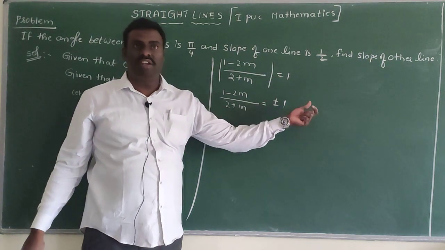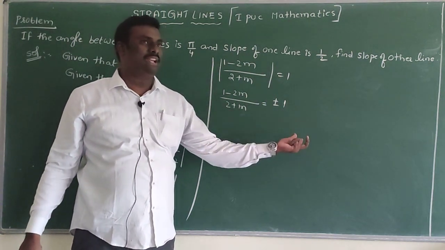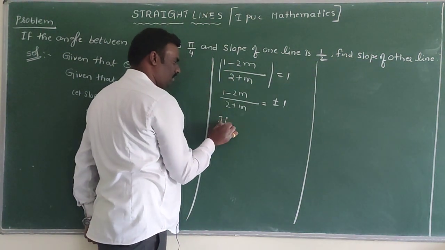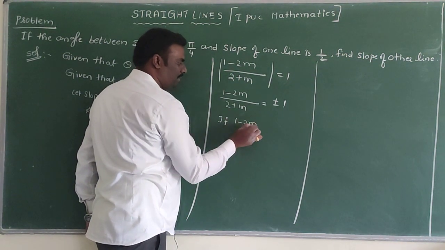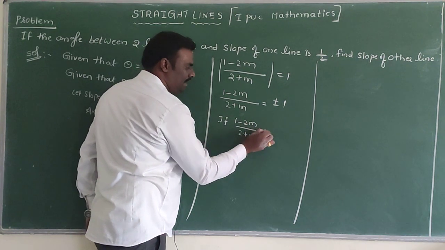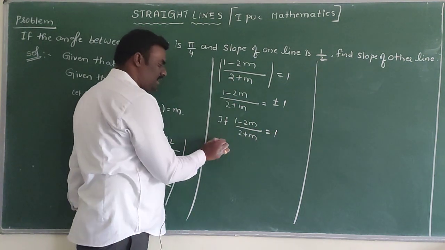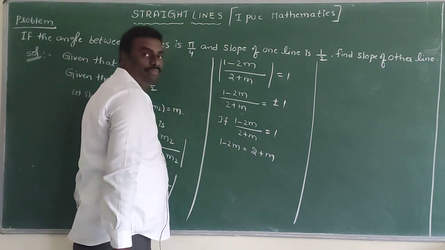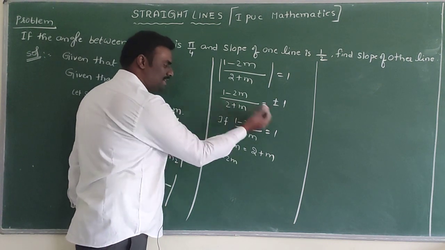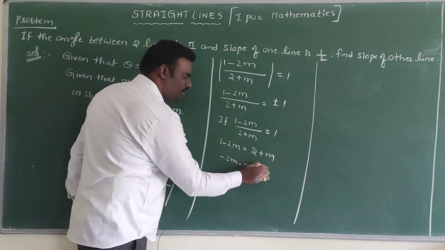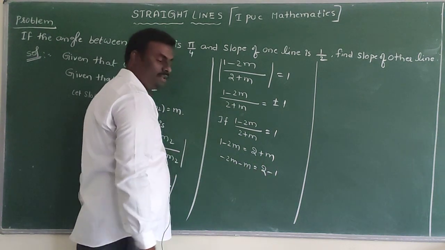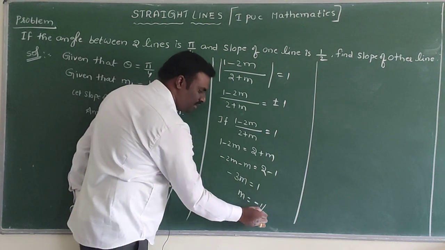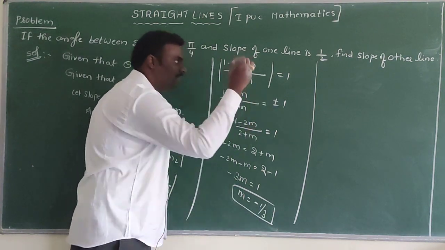First I will take plus 1, you will get one value. Next you take minus 1, you will get another value. If 1 minus 2m by 2 plus m is equal to plus 1, cross multiply: 1 minus 2m is equal to 2 plus m. Now minus 2m, and this plus m comes to this side as minus m, that is equal to, this plus 1 goes to that side as minus 1. Now minus 3m is equal to 1, then m is equal to minus 1 by 3.